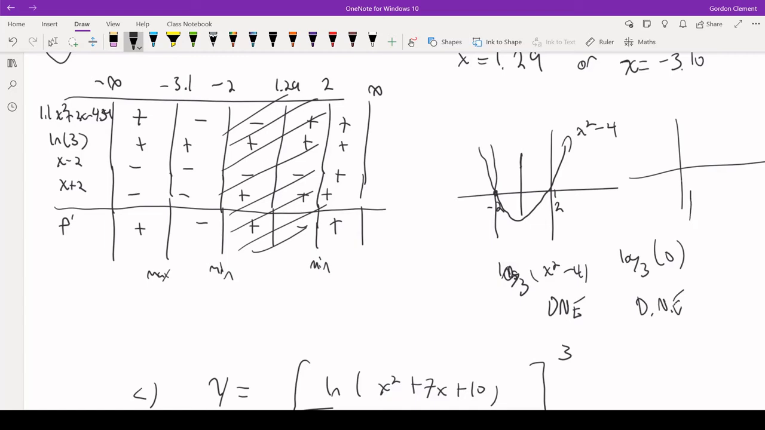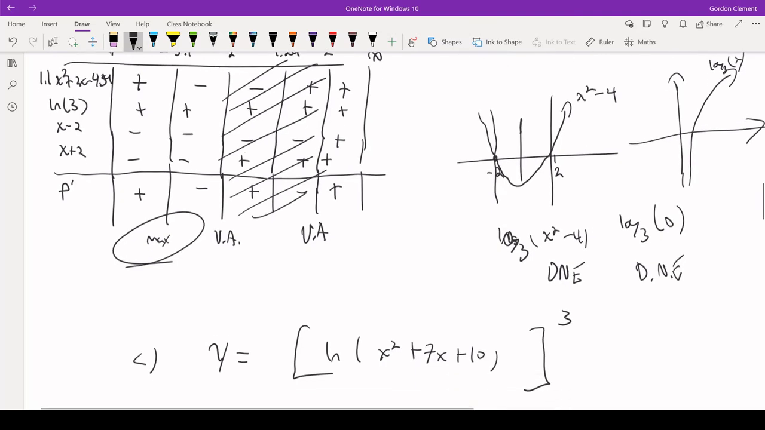And specifically on a log graph, so that's just like log base 3 of x, x equals 0 is a vertical asymptote. So these aren't minimums. They're not points at all. They would actually be vertical asymptotes on our graph. So the only thing we get is a maximum right there at x equals negative 3.1 or so. So that's what that one should look like.